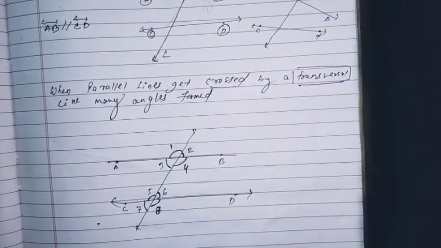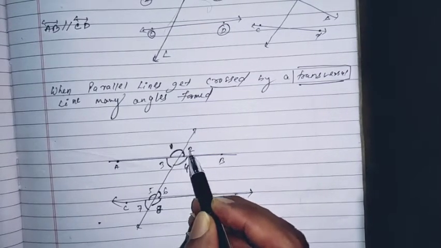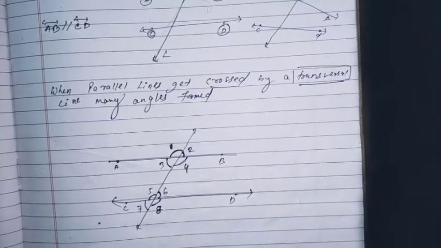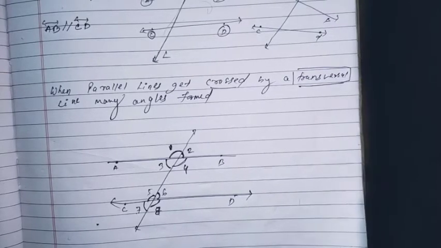Later we will discuss. See this: angle 1, angle 2, angle 3, angle 4, angle 5, angle 6, angle 7 and angle 8. So a total of 8 angles are formed here. Okay, so let's discuss one by one the angles formed by a transversal line.